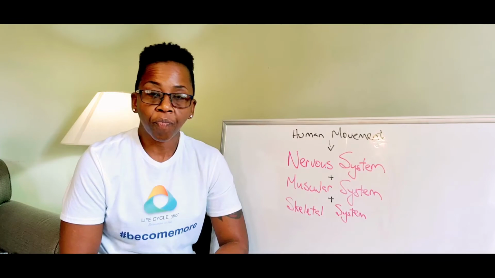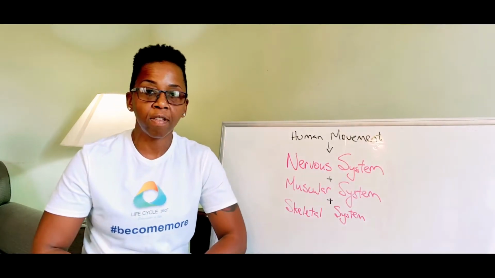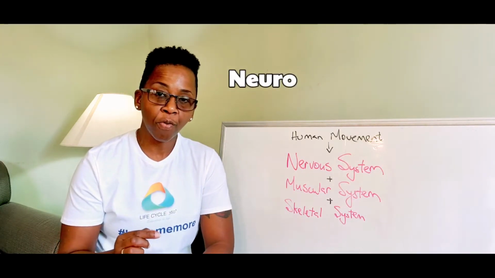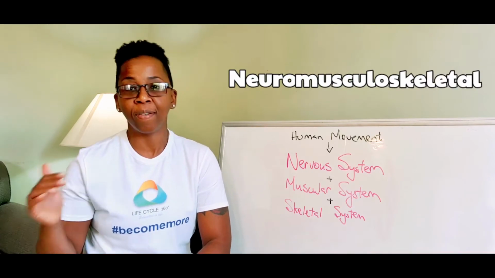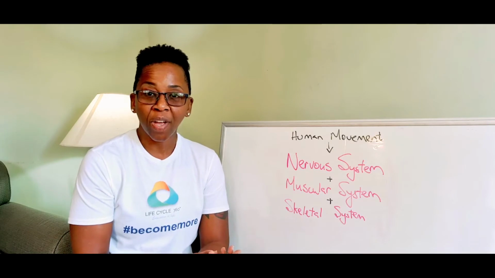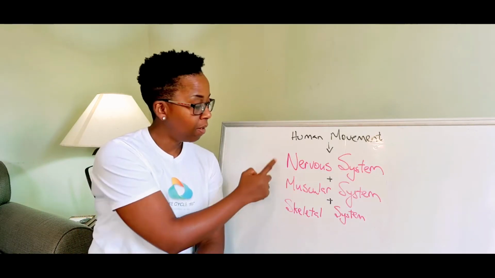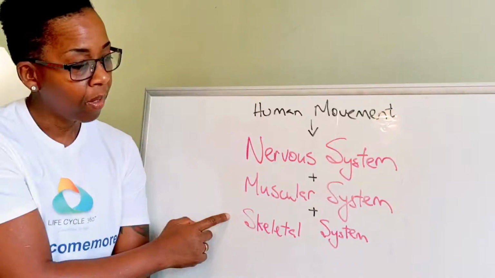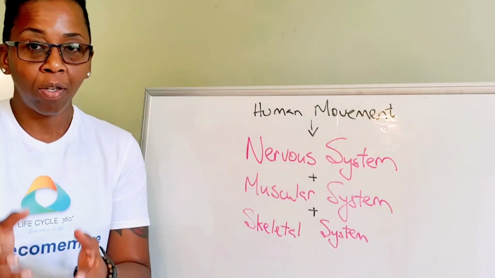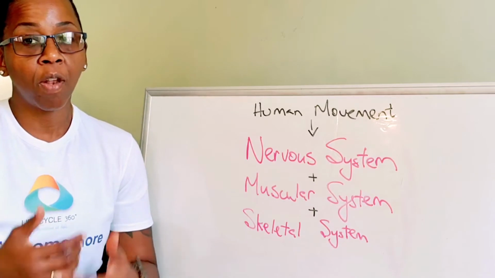Right, so corrective exercise is just a term, and what that term means is the systematic approach to identify any neuromuscular skeletal dysfunction in humans. The thing is, we need to move, and when we do move, these three systems are involved: the nervous, the muscular, and the skeletal. When there's dysfunction, these three things are also not working together as they should, causing problems in how we move.